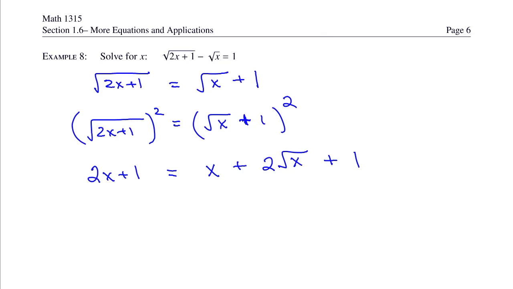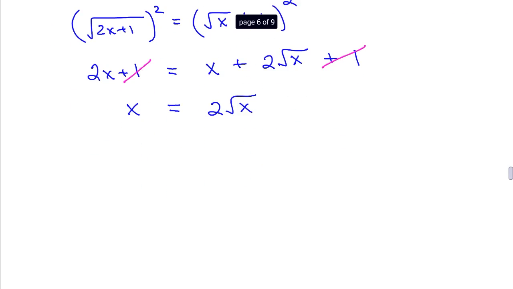Now to simplify, first, notice that we have plus 1 on both sides, so that cancels. And then next we have 2x on the left and x on the right. So 2x minus x is x, and then 2 square roots of x stay on the right. Again, we have a radical, so the trick is to square both sides. So I'm going to square the x, and then I'm going to square 2 times the square root of x.